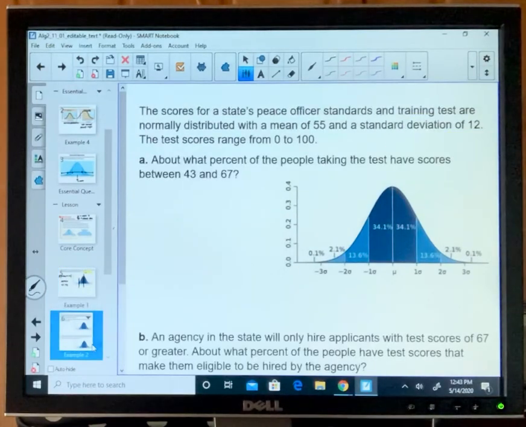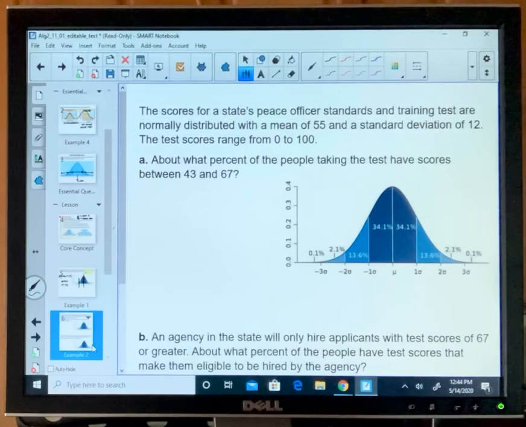We're saying, okay, the scores of the state's peace officer standards and training tests are normally distributed with a mean of 55 and a standard deviation of 12, from 0 to 100. So they're saying that the tests are normally distributed. You have some people who score really high, most of them get average, like C's or B's, and then you have some of them who get D's and F's, right? So that's like a normal distribution. That's kind of how these things are based.